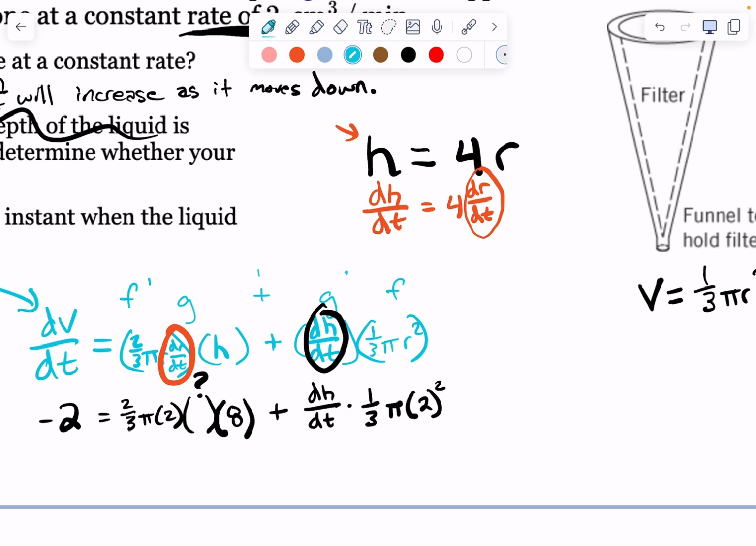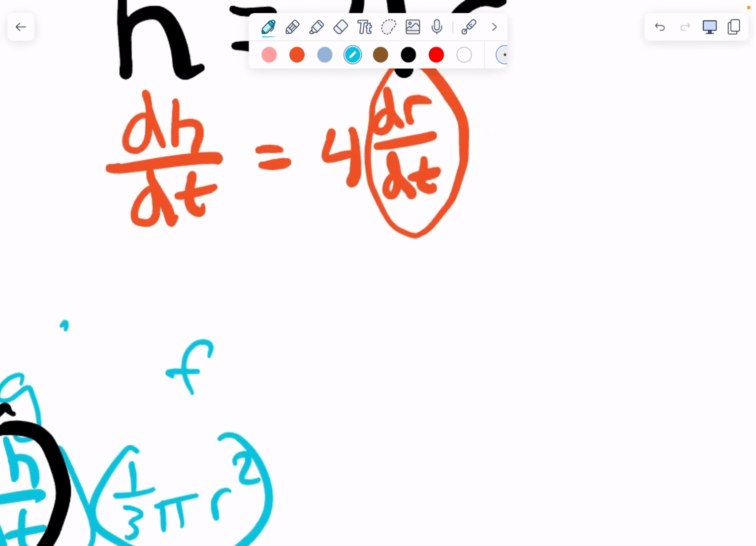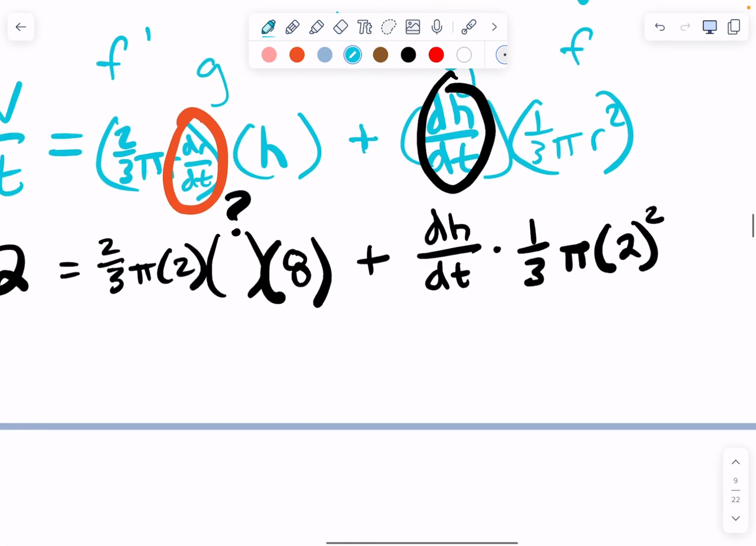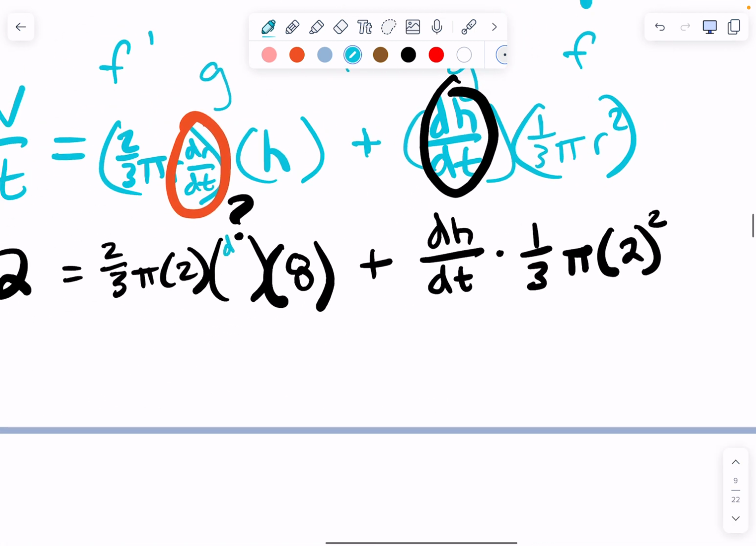We don't know dh dt either. We're solving for dh dt. That's what I said. Okay. We can do this, though. It's fine. dr dt is equal to dh dt divided by 4, true? So in place of dr dt, we're going to do dh dt divided by 4.